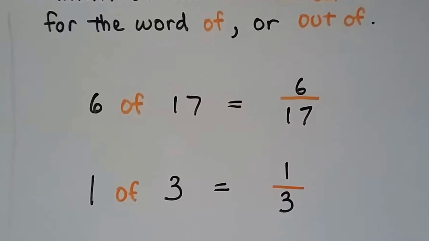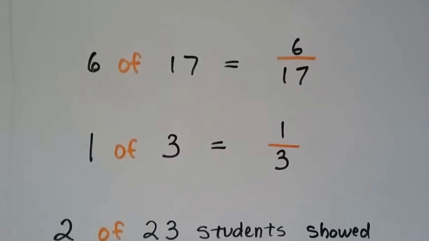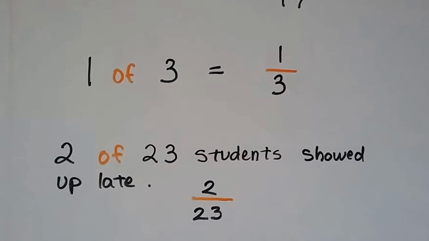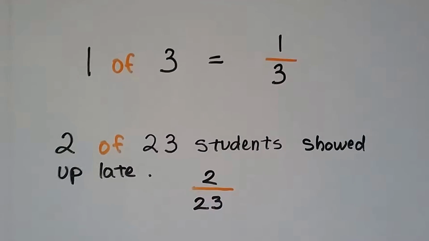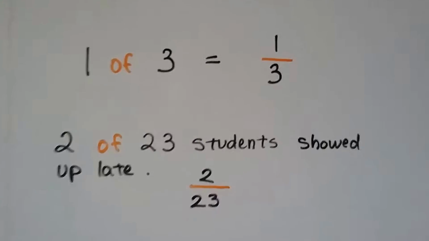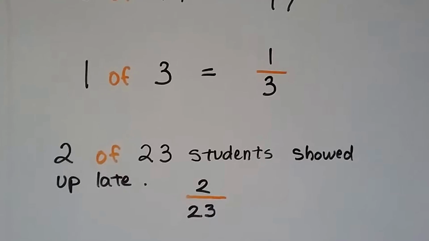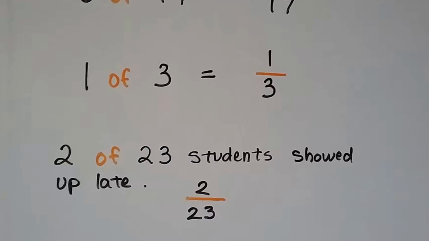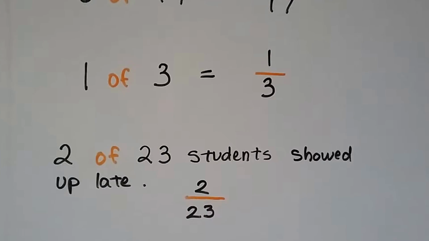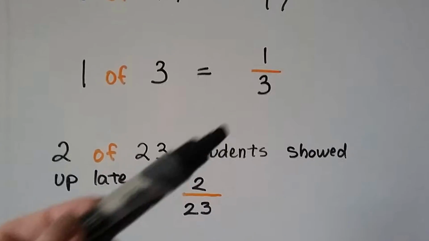1 of 3, that's 1/3. 2 of 23 students showed up late. 2 23rds showed up late. And see how we read the denominator? It's like an ordinal number, like the grades in grade school: 1st, 2nd, 3rd, 4th, 5th. Those are ordinal numbers. And that's how you read the denominator.